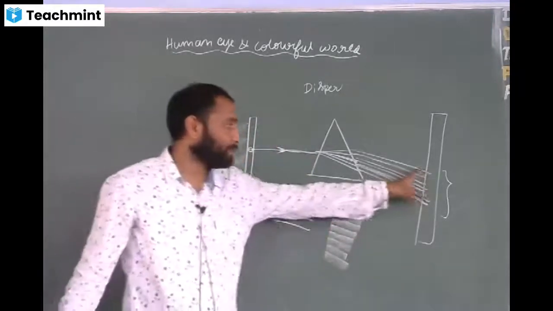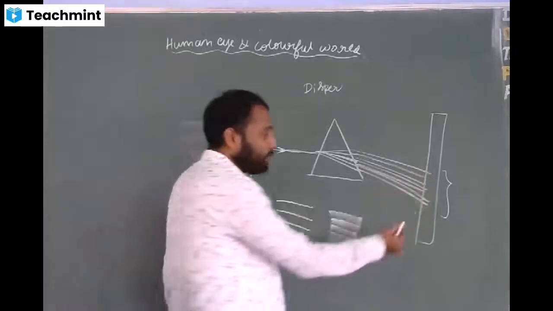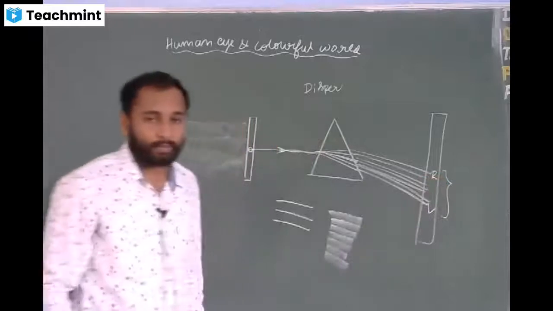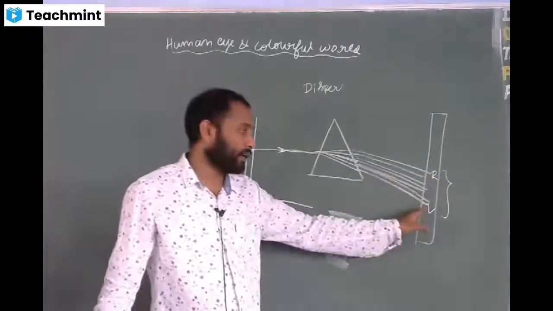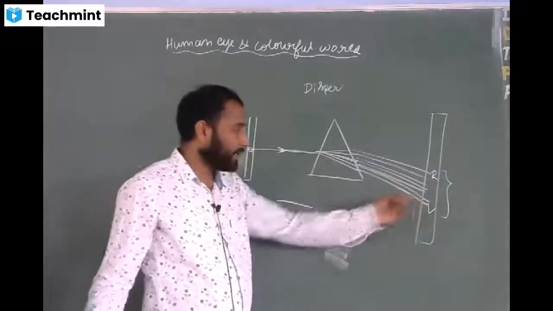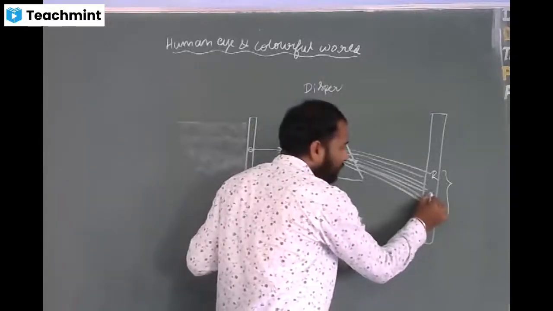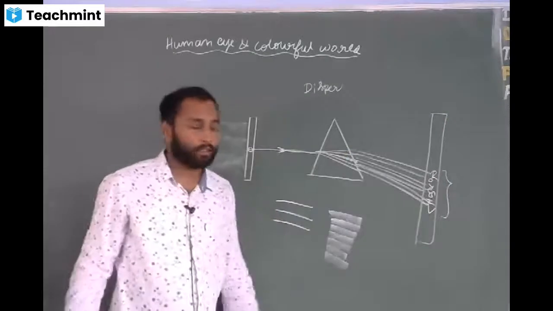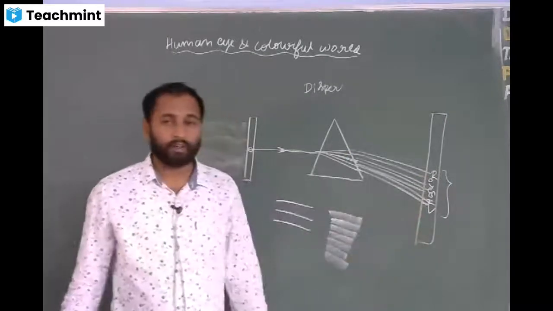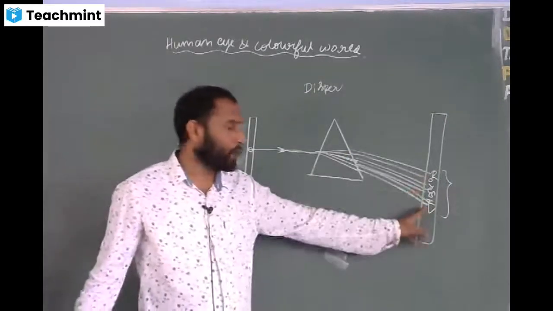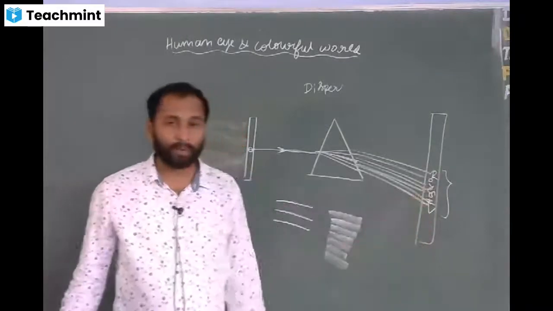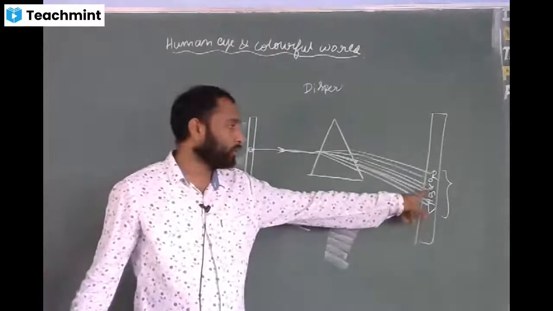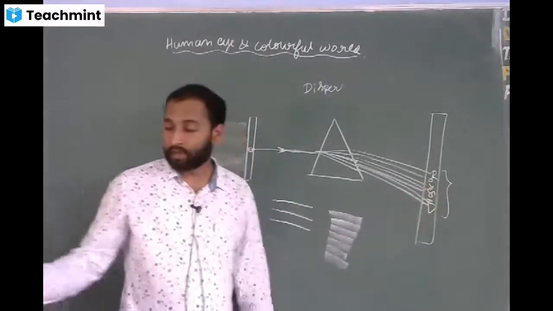Okay, if you observe the edges of this, at this edge we will have violet color, at this edge we will have red color. If you see the sequence of color, it will be violet, indigo, blue, green, yellow, orange, red. So for this sequence of colors we use an acronym, VIBGYOR. VIBGYOR is used to remember the sequence of these colors. It is violet, indigo, blue, green, yellow, orange, and red.